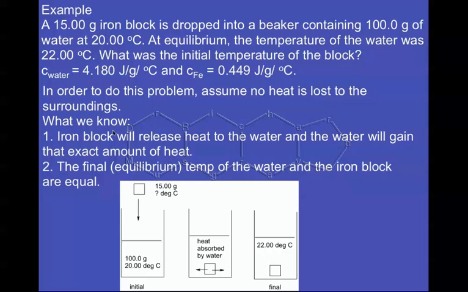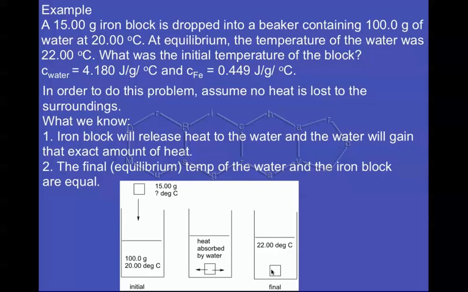Here are the things we know if we assume that no heat is lost to the surroundings. First of all, the iron block will release heat to the water and the water will gain that exact amount of heat. Secondly, the final or equilibrium temperature of the water and the iron block are going to be the same. So if the water has a 22.00 degrees Celsius temperature, then the iron block will also have that exact same temperature at equilibrium.